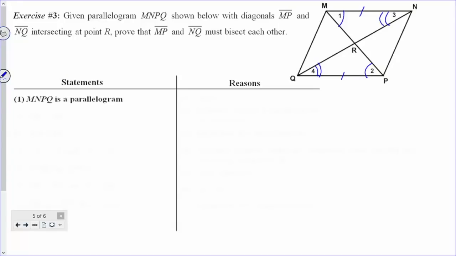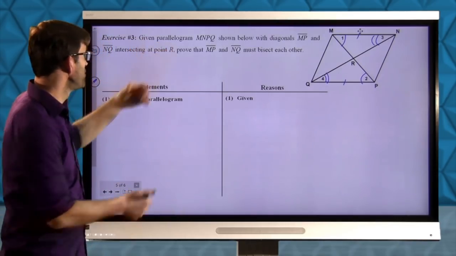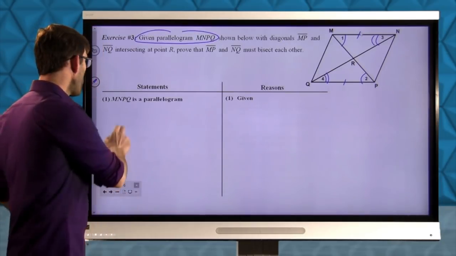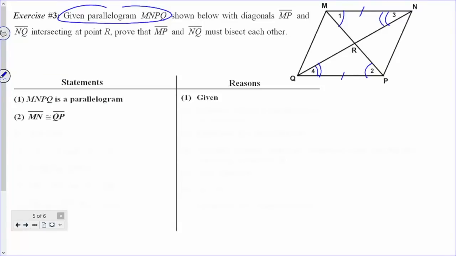We're starting off with a parallelogram. That's just given, okay? That's what we're starting with. It's a parallelogram. That's basically all we're given. All right. Now, what we were immediately able to say was that MN and QP were congruent. Opposite sides of a parallelogram are congruent.